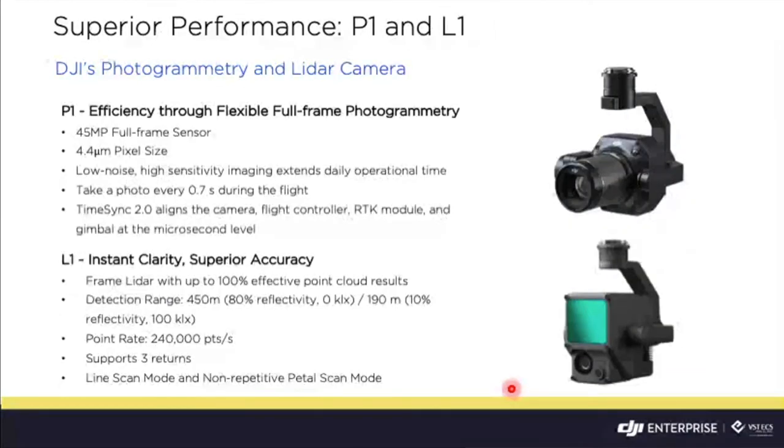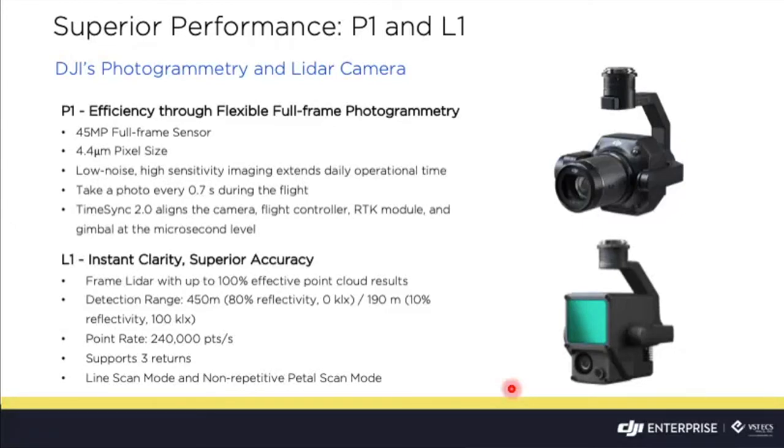Next, we have the Zenmuse P1 and the Zenmuse L1. Let's talk first about the Zenmuse P1. It has a 45 megapixel full frame sensor that is mainly used for photogrammetry. So if you are using the Matrice 300 RTK for mapping, this is highly recommended. And the L1 is a frame LiDAR with up to 100% effective point cloud results.